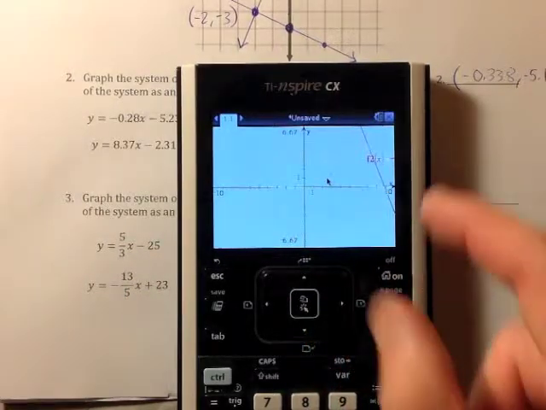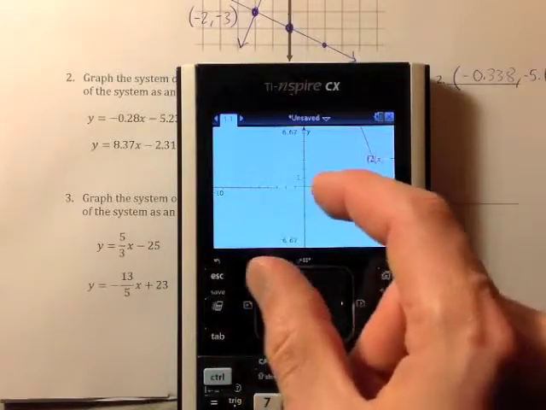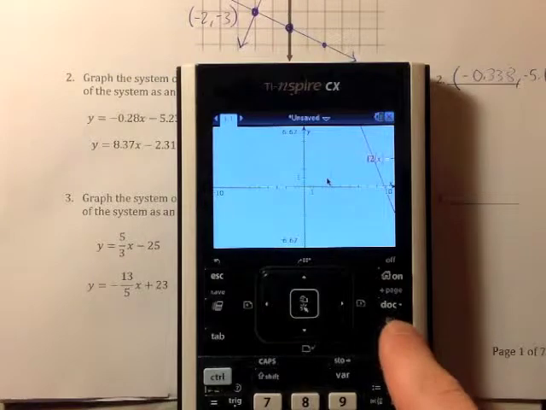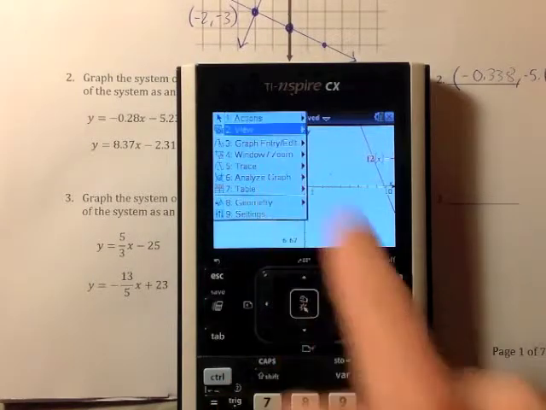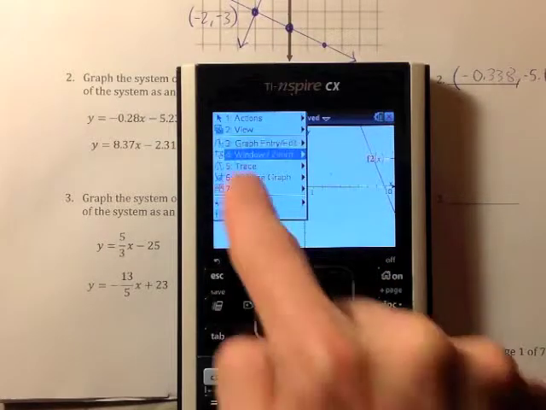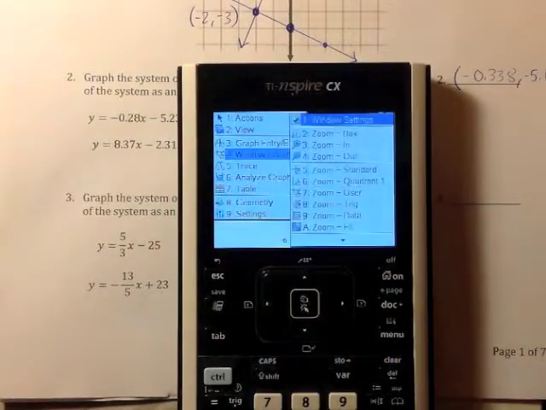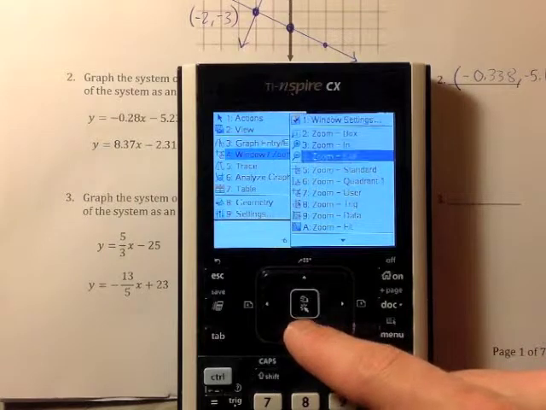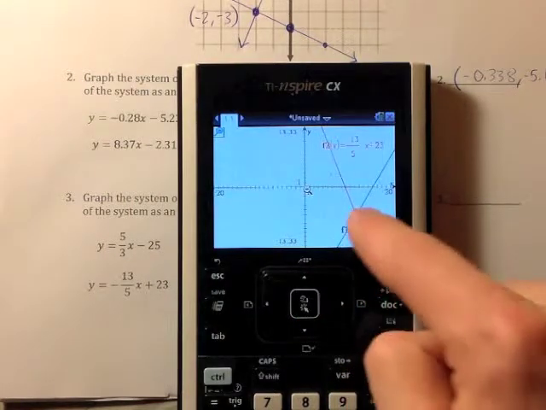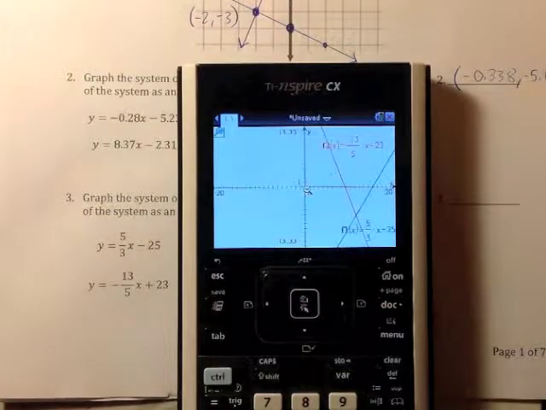It appears that we're not zoomed out far enough in order to see both lines and the intersection point. So what we're going to do is go to Menu. We're going to go to View. No, we're not going to go to View. We're going to go to Window/Zoom. And then zoom out. And then we're going to press Enter. There we go. So we zoomed out far enough to see the intersection point.